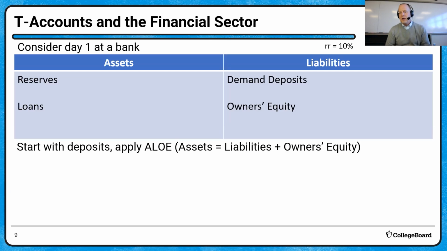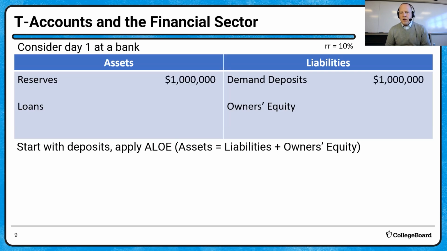the next thing we're going to do is apply ALLO. ALLO is an accounting expression that represents assets equals liabilities plus owner's equity. Keep that expression in mind. In fact, every time you do a T account question in macroeconomics and AP Macro, it'd be a good idea, just as a reminder to yourself, to write down the word ALLO. Assets equals liabilities plus owner's equity. So always apply ALLO when you're working with the T account.